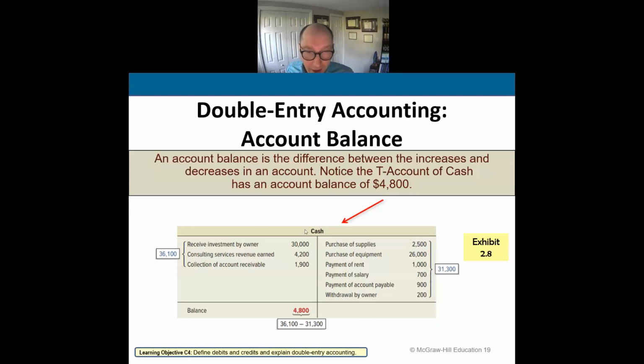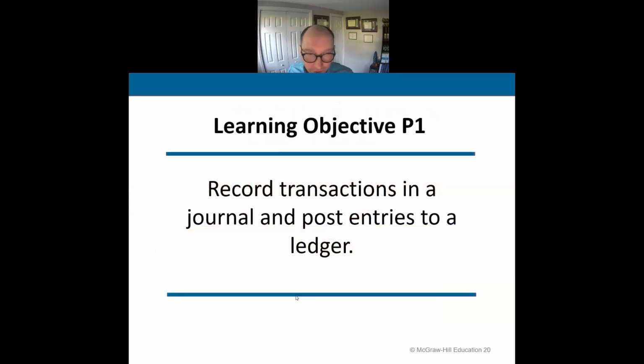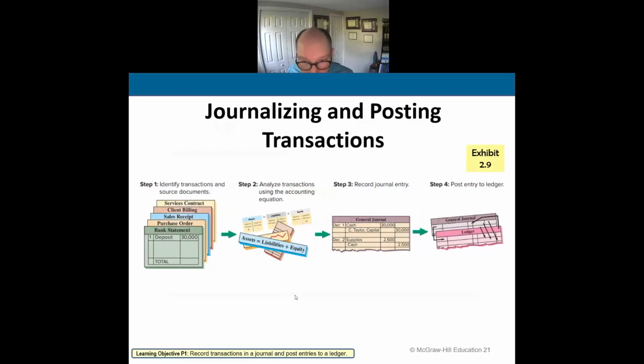So this T account, cash, shows us that we have a $4,800 balance of cash. It's on the debit side because the normal balance for an asset account is a debit. On the debit side, it's cash coming in. On the credit side, it's cash going out. To increase an asset account, we debit. To decrease an asset account, we credit. So cash coming in minus cash going out gives us a balance. The same exact process would apply with any account.